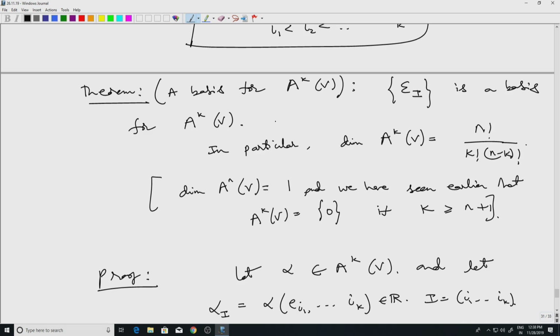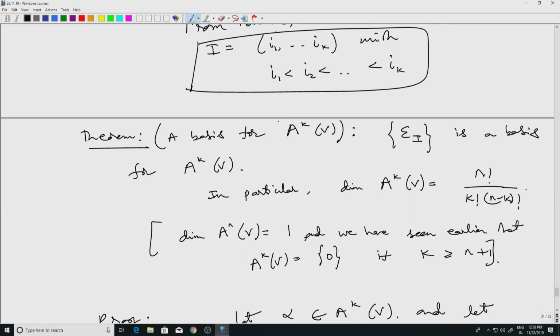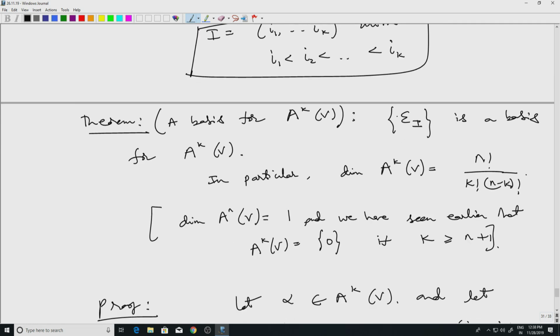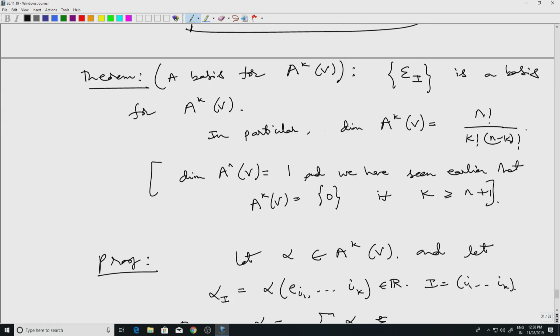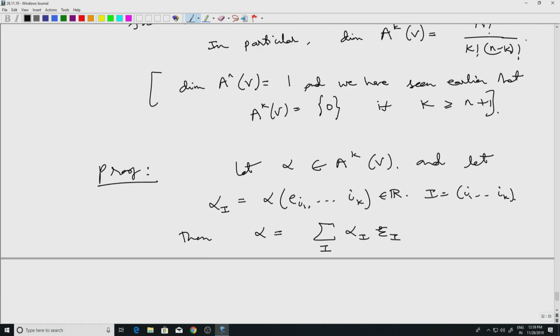And the claim is that now, I'm going to restrict to multi-indices where all the entries are ordered. They have to be in a strictly increasing fashion. And if I confine myself to such multi-indices and look at the corresponding K forms, that forms a basis of A^K(V), and that immediately gives us the dimension of A^K(V) to be n choose K, n factorial by K factorial times n minus K factorial.